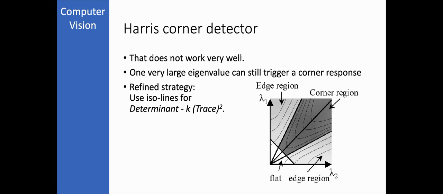So this is nicer, because first of all, I don't have to compute the eigenvalues. I can simply compute the determinant and the trace of the matrix. And second, if I look at the isolines for this score here, I get this. So it really is able to distinguish. You see different isolines of the score. It's able to really distinguish the edge regions from the corner regions and from the flat areas here.